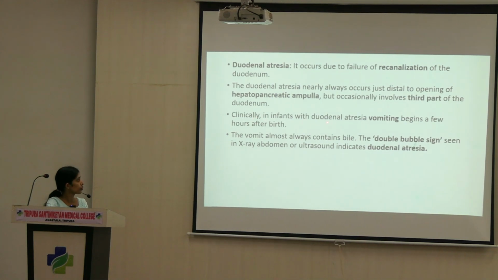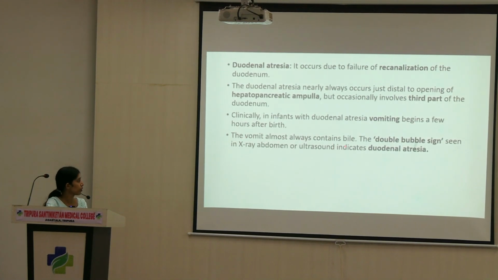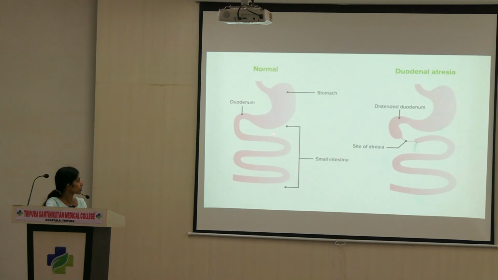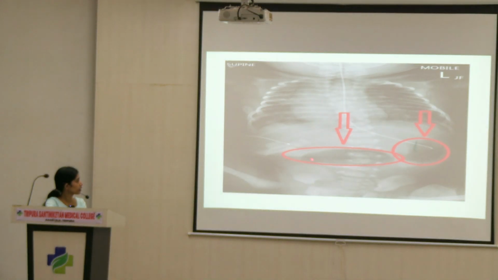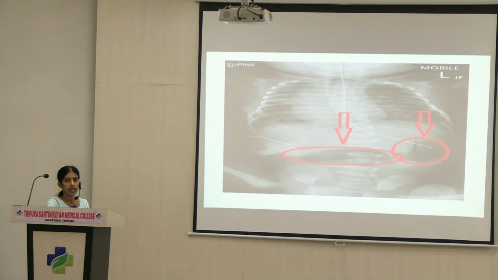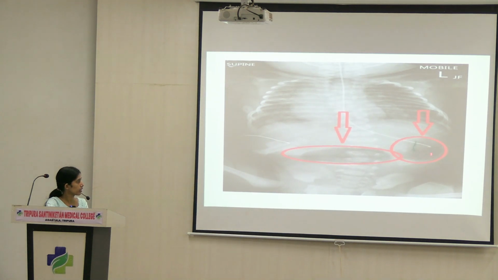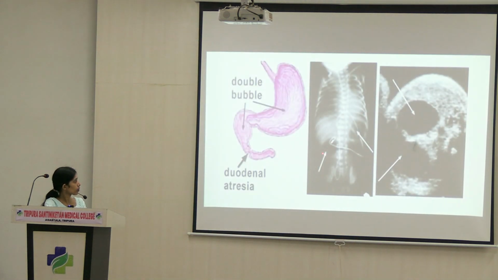Clinically, in infants with duodenal atresia, vomiting begins a few hours after birth. The vomit almost always contains bile. The double bubble sign seen in the X-ray abdomen or ultrasound indicates duodenal atresia. You can see here, this is the normal condition and this is the site of atresia where the recanalization fails to happen. This is how your double bubble sign will look in the X-ray. You can see the bubble part here and here in this region.